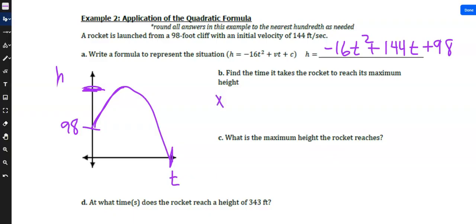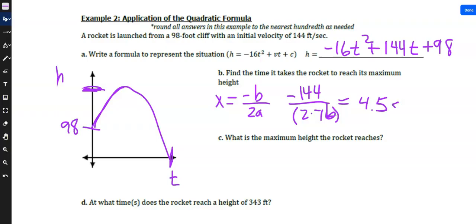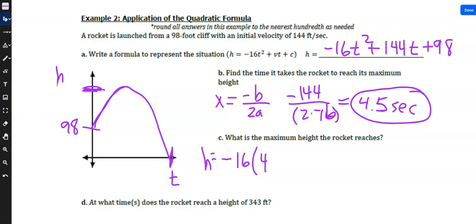Well, the strategy of opposite of b over 2a is still going to work out here to answer this part. So nothing is changing when it comes to what you're doing here, and so that would be, let's see here, negative 144. And the bottom would be negative 32, so that's 4.5 seconds, okay? Now, how do I find the maximum height? Oh yeah, that's right. I gotta plug it in, right? Plug in that 4.5.